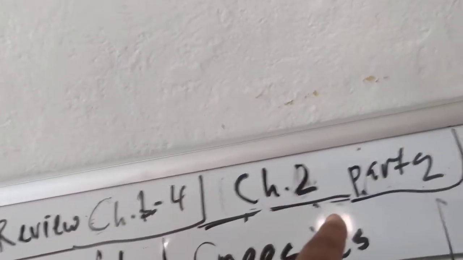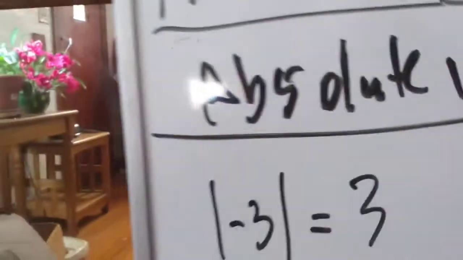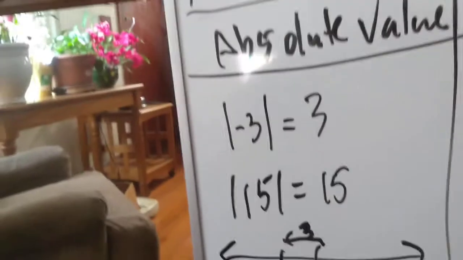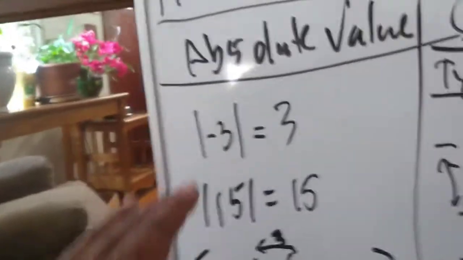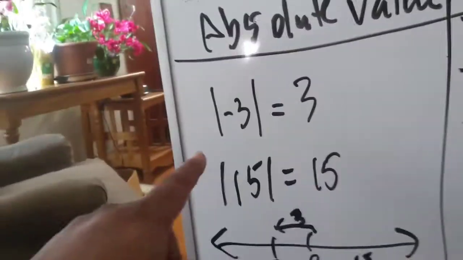We're going to go at this review for the final for my Math 020 review, chapters 1 through 4. Today we're focusing on part 2 of chapter 2, and the first thing is absolute value. Remember, absolute value is the distance from 0 to wherever the number is on the number line.